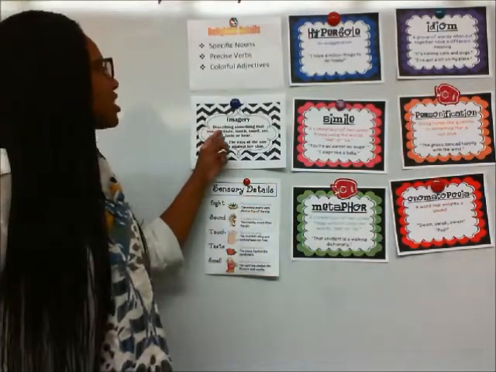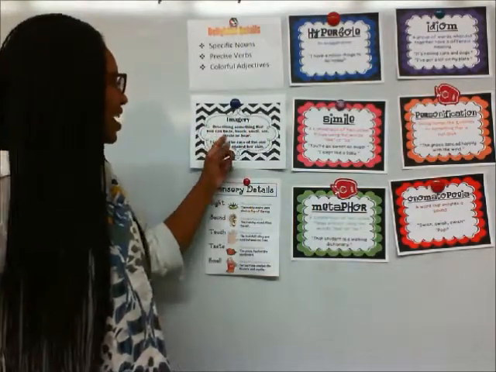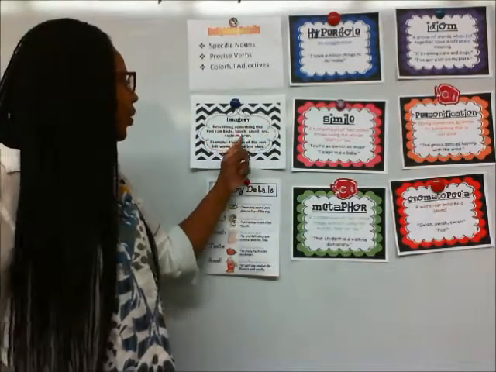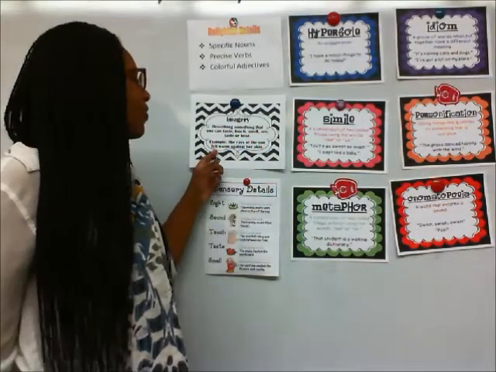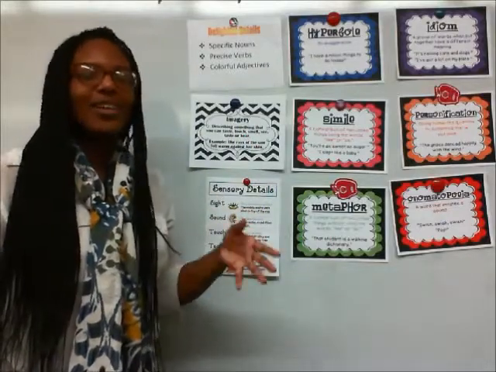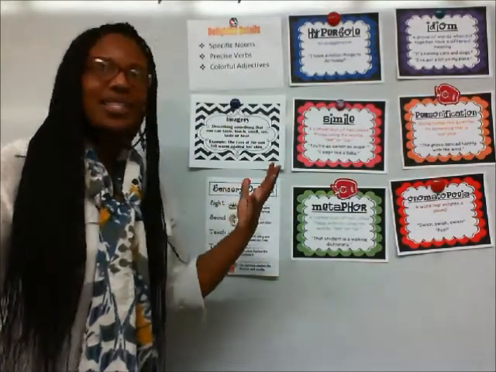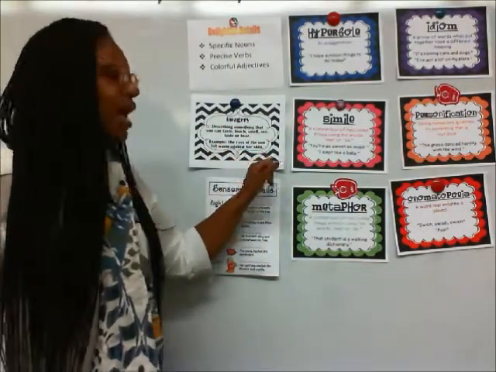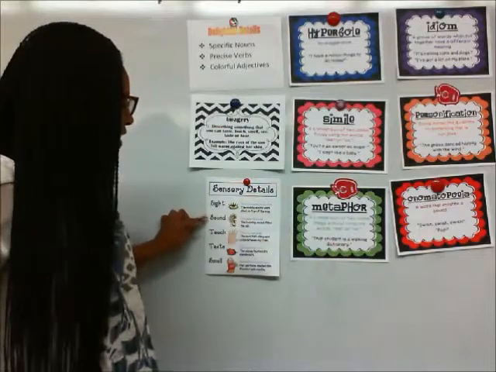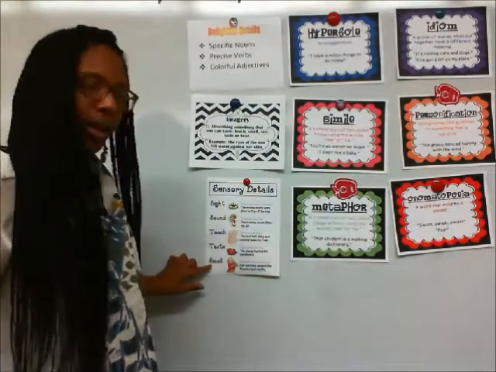You can also use imagery. Imagery is describing something that you can taste, touch, smell, see, or hear. An example sentence: the rays of the sun felt warm against her skin. So we don't just say she was hot or it was nice to be outside in the sun. We're giving lots of description about how she felt while she was outside. Sensory details include sight, sound, touch, taste, smell.